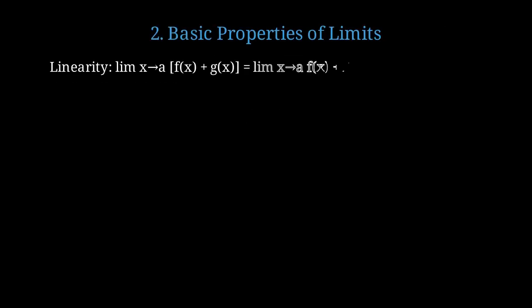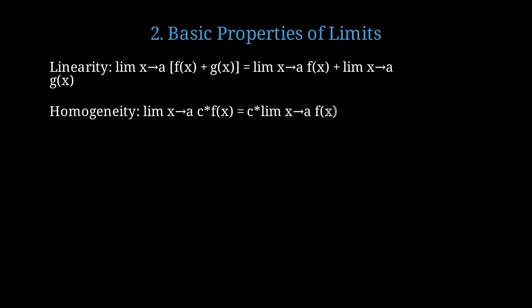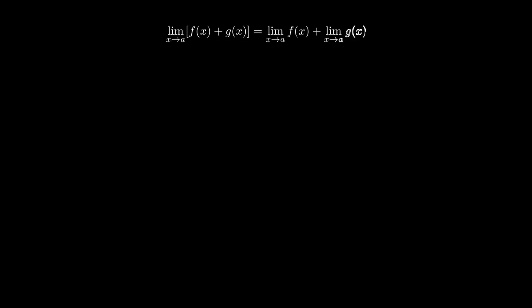Now, let's explore some of the basic properties of limits that make them useful in calculus. One of the key properties is linearity, which states that the limit of the sum of two functions is equal to the sum of their limits. Another property is homogeneity, which states that the limit of a constant times a function is equal to the constant times the limit of the function. These properties can be used to simplify the process of evaluating limits by breaking down complex functions into simpler components.